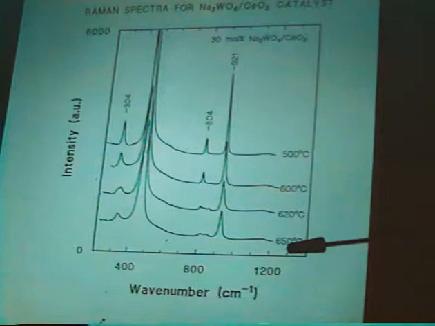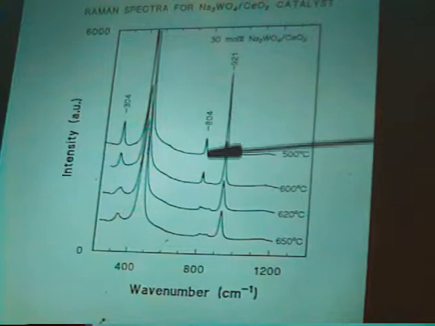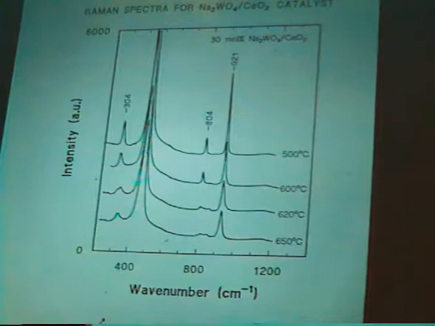And in addition, even at 620 degrees, there is a splitting of this mode at 804 reciprocal centimeters, which indicates a lowering of symmetry, which again is consistent with the melting. But nevertheless, we still have the sodium tungstate present. So we have the tungstate ions present, but as we get up to temperatures around 650 degrees, which is even below the bulk melting point of sodium tungstate, the material melts and presumably forms this film on the surface.